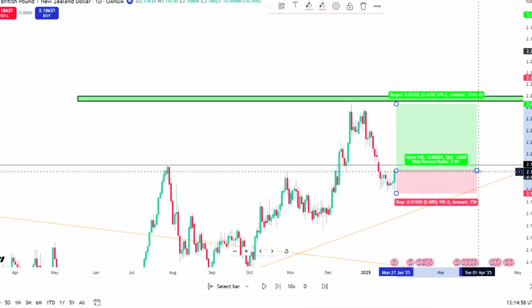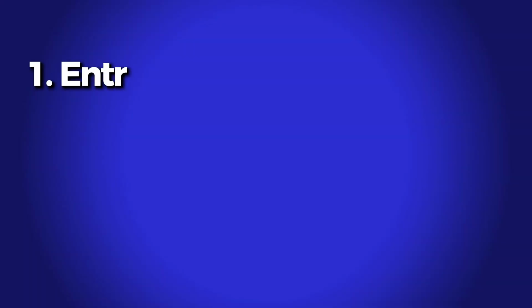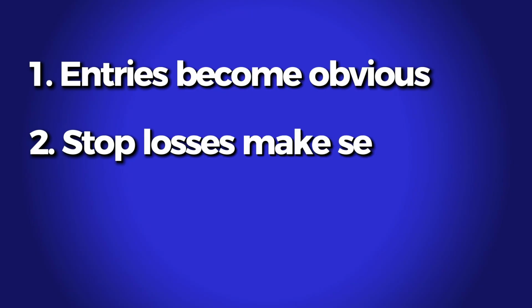If you're still confused about where to buy or where to sell, this video is for you. Market structure is the simplest way to see what the market is doing. And once you master it, entries become obvious, stop losses make sense, and you stop forcing trades. Let me show you how to read the market like a pro.